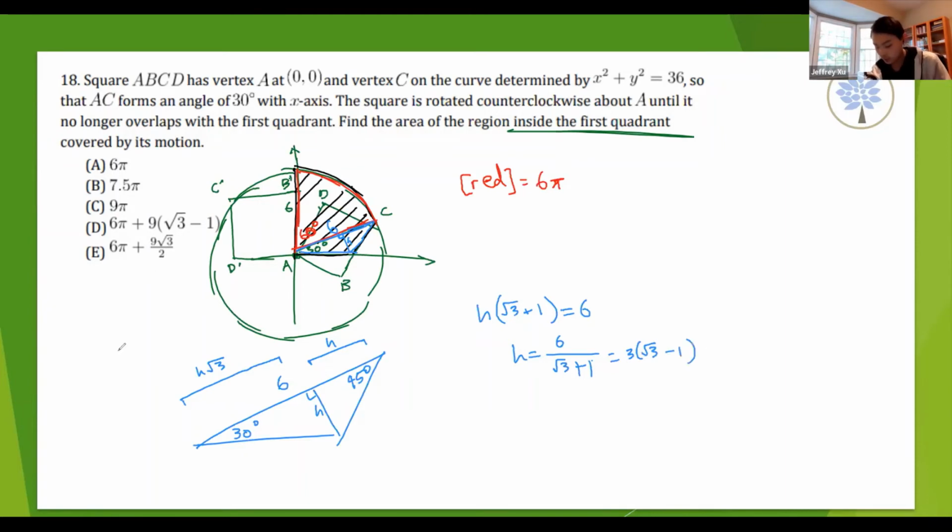So the area of the blue triangle is 1/2 base times height. The base is 6, so we just have 1/2 times 6, and the height is 3 times (√3 minus 1). If we simplify, this is just 9 times (√3 minus 1). So the total area is just both of these added together, and that will be answer choice D.